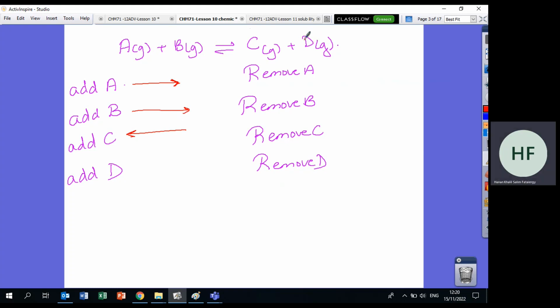What will happen if we add D? Our uncle's house has extra D. This is extra in our uncle. They will give us, so the reaction will go backward. What happens if we remove A? We don't have A. Who will give us? Our uncle will send for us, so it will go backward. Remove B. Also, we don't have B. ناقص علينا B. Who will give us? Our uncle, so the reaction will go backward.